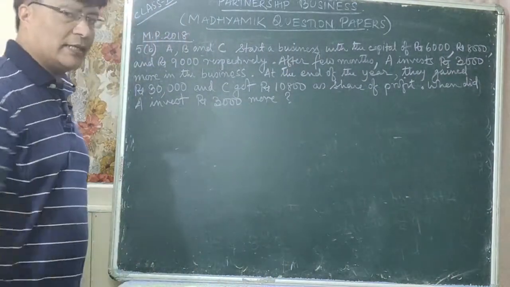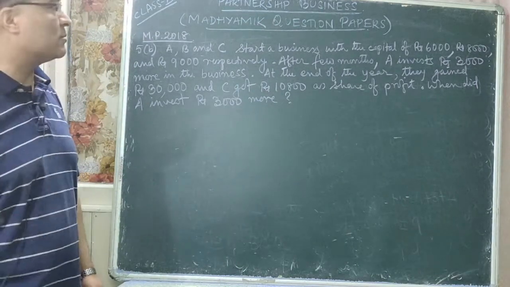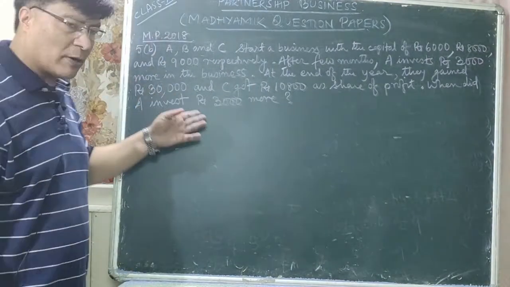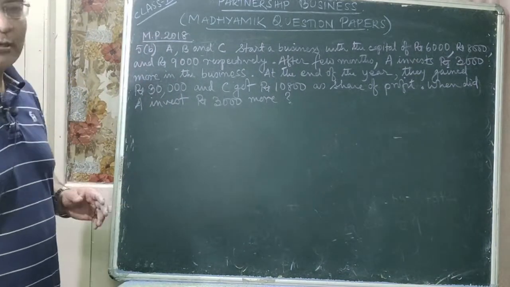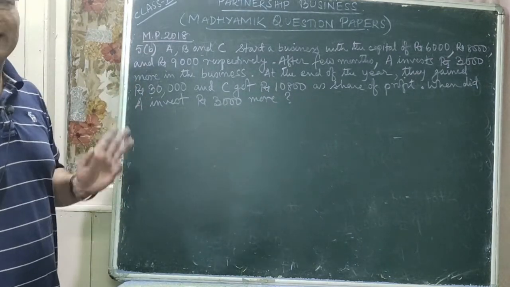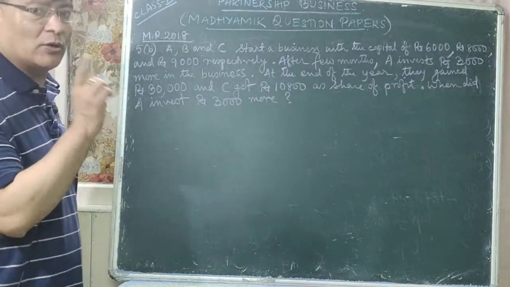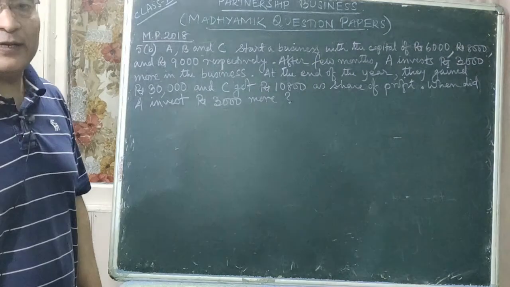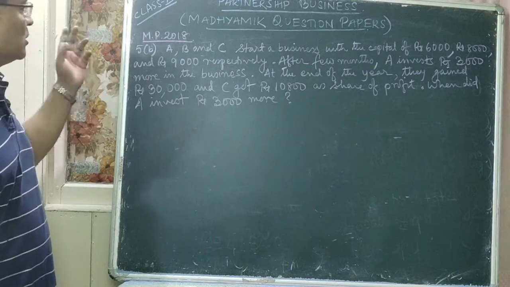So now we will do the next question, that is from Madhyamik Pariksha 2018. So this question is from the same chapter, that is partnership business. The question is 5 number B, so this problem is based on compound partnership business because in this case the time period is not the same. That is, the capitals invested are kept for different time periods. Okay, so this is from Madhyamik Pariksha 2018.